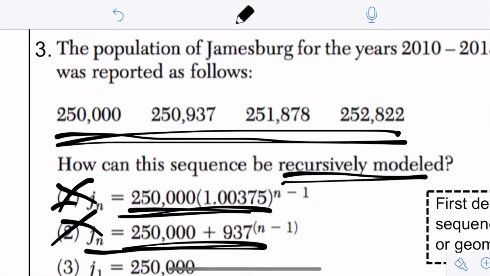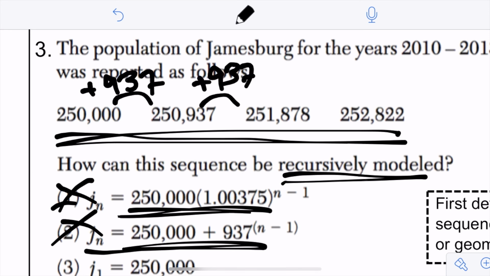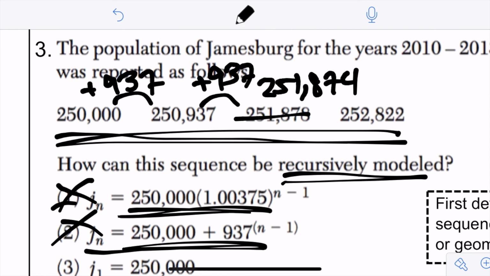So I know that to get from 250,000 to 250,937, I'm just going up by 937. Okay, if this is an arithmetic sequence, that'll hold true again for the next term. So let's see if it does. Okay, if I was to add 937, the problem here though is that if I added 937, it would not get me 250,878. Okay, instead I would get 251,874. So because it does not work, I can say this is not an arithmetic sequence.